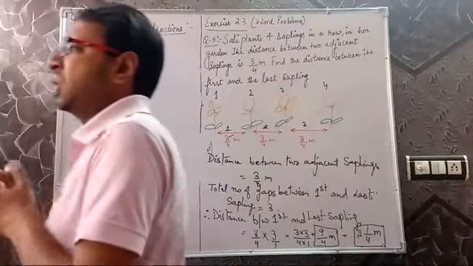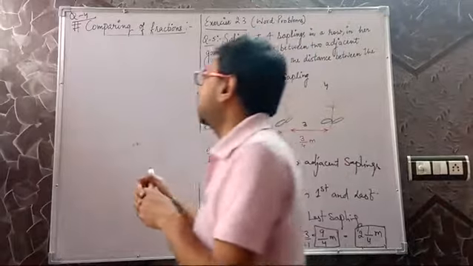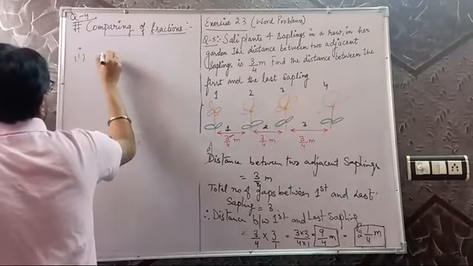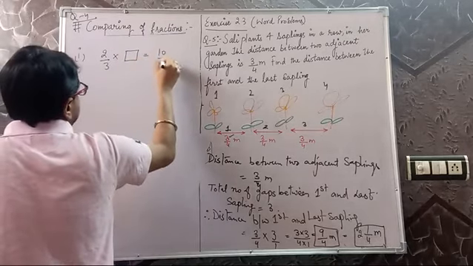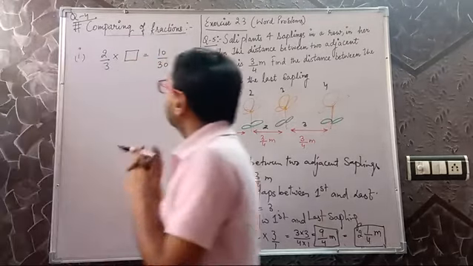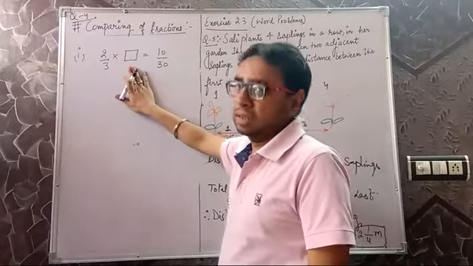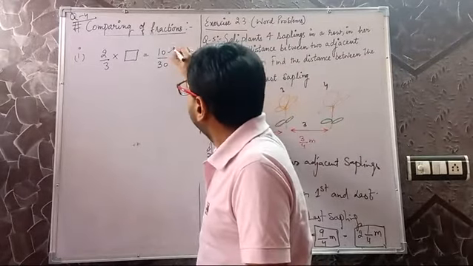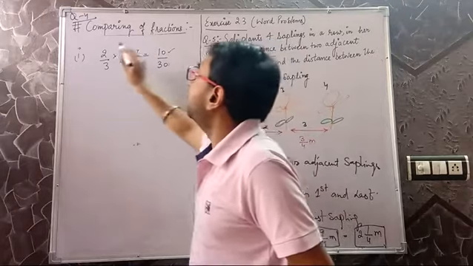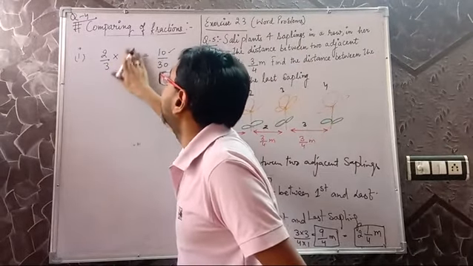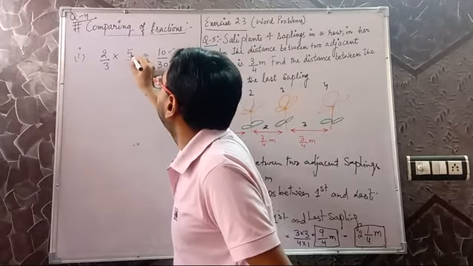I think they have given such a question that provides some number in the box, and they have given you such a situation: 2 by 3 multiplied by a box, and I think they have written 10 by 30. If there are any changes there, just understand the concept and you can try. So we have to fill in the blanks. Now you can see the resultant. What is the numerator? 10. What shall I multiply 2 with so that I get 10? Obviously 5, because it is the multiplication of fractions.